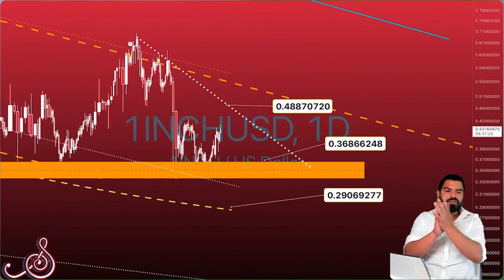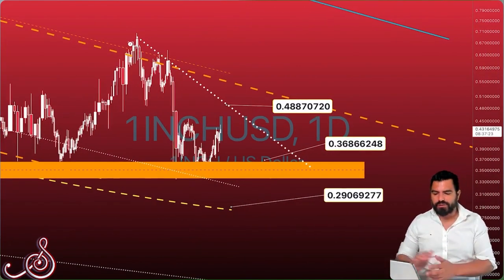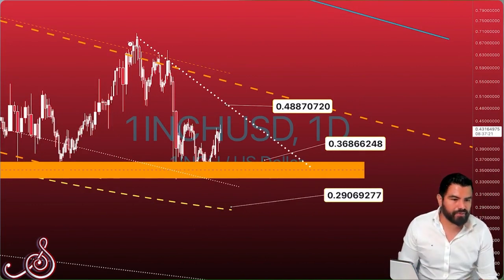Do I have any other questions regarding 1 inch? You guys got it? On my map for 1 inch.